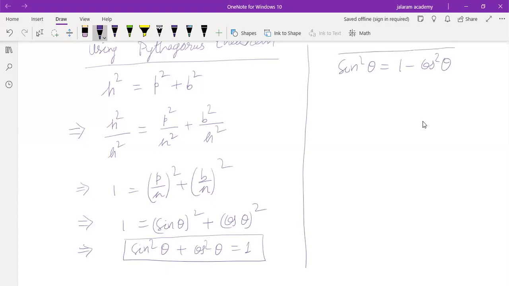Sometimes we will require this form. Sin square theta equals 1 minus cos square theta. And if we find the value of cos square theta using the same formula, cos square theta equals 1 minus sin square theta.